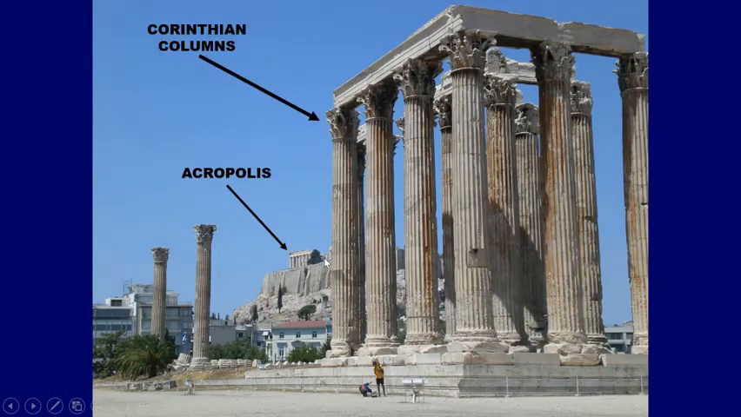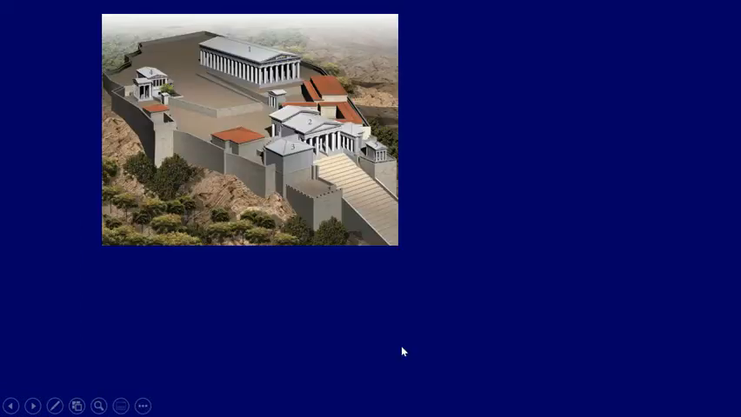And this is what my student brought back. Look how absolutely massive those columns are. Compare it to this person right here. These things are just absolutely gigantic. This is a computer model of what the Acropolis at Athens would have looked like 2,000 years ago.